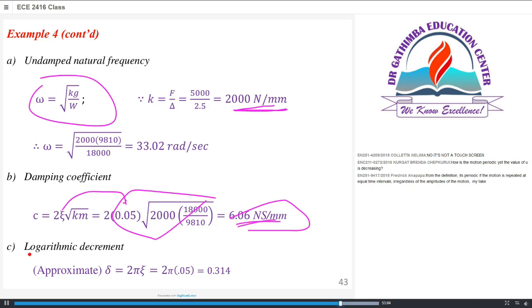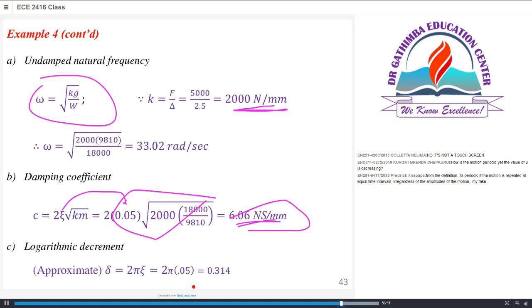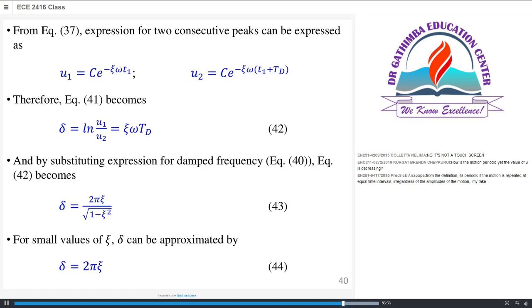Then again, the logarithmic decrement. Since we are not given any other information, if you look at all the data that you are given, we can only estimate the logarithmic decrement. So we assume that this value is very small, such that we can estimate 2 pi. Actually, we can even calculate the exact value, because from this expression we have this value.